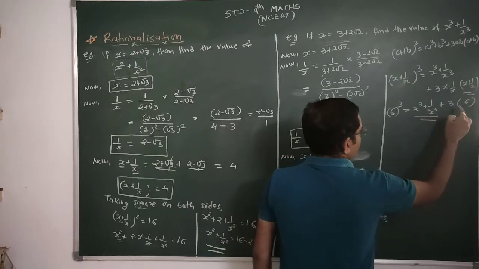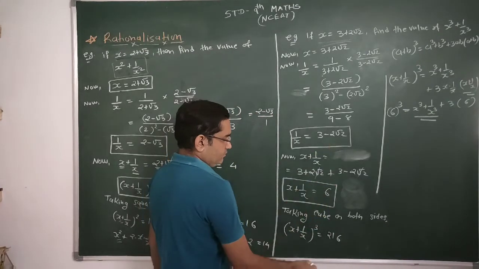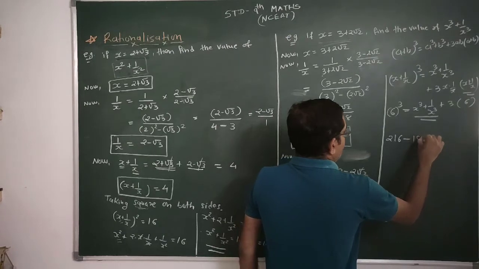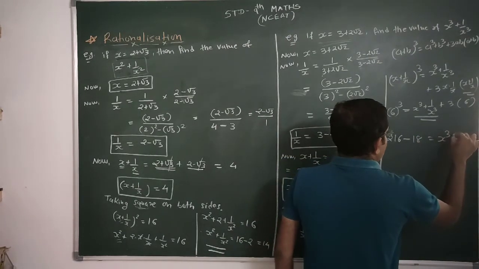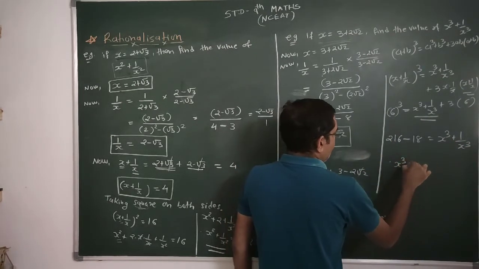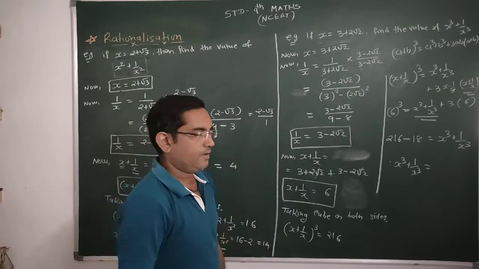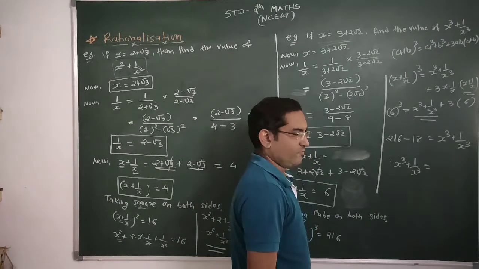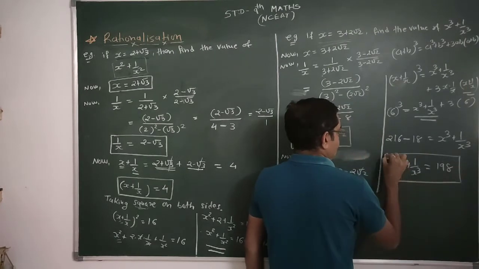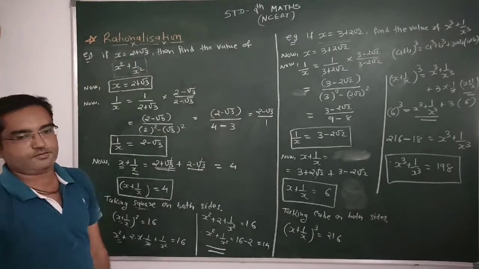Now taking this term as it is, 3 times 6 is 18, on the left hand side we have 6 cube. 6 cube is 216. So 216 minus 18 equal to x cube plus 1 upon x cube. So the answer is x cube plus 1 upon x cube equal to 216 minus 18. Manan, what is the answer? Yes, very good. 198. Clear, students? These are some basic sums regarding rationalization.